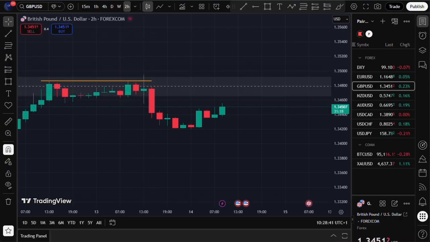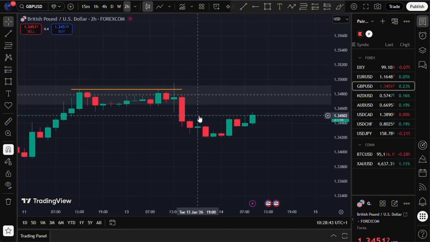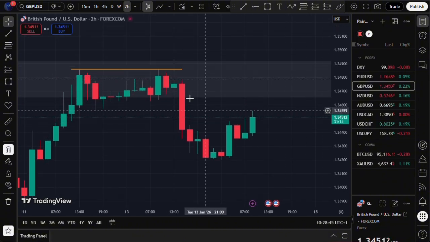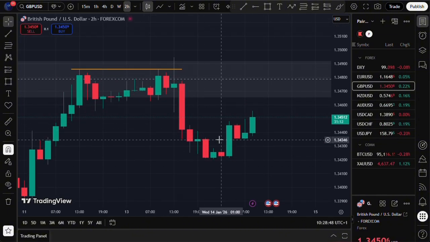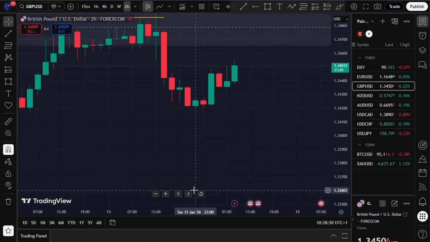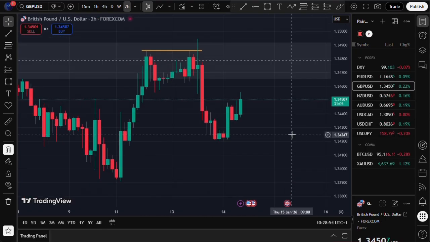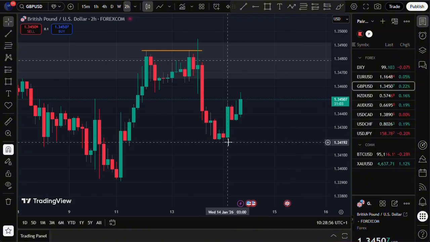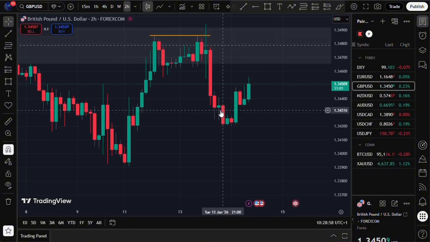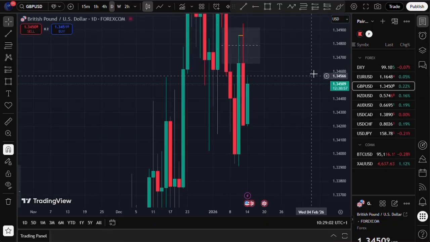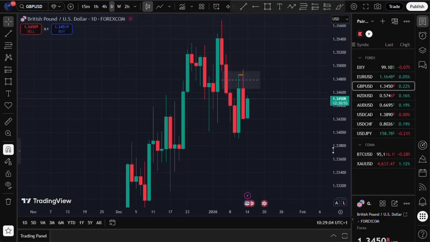So now we are retracing into this market structure swing move, and then we'll be expecting to see price start moving down once it gets to the equilibrium, the 50% of the swing move. But this is just an analysis and an outlook of what I think is going to be happening in this week's price action on the markets.